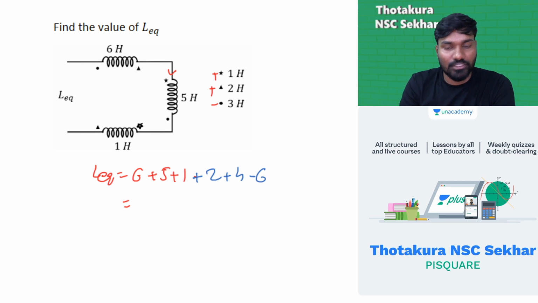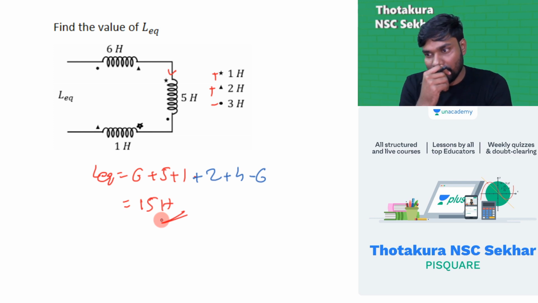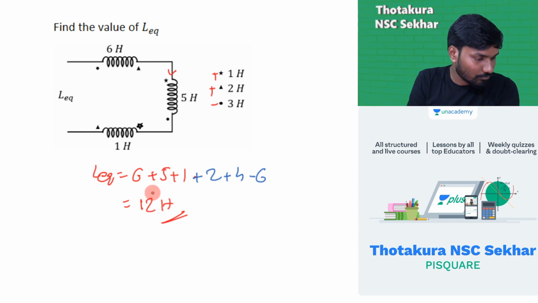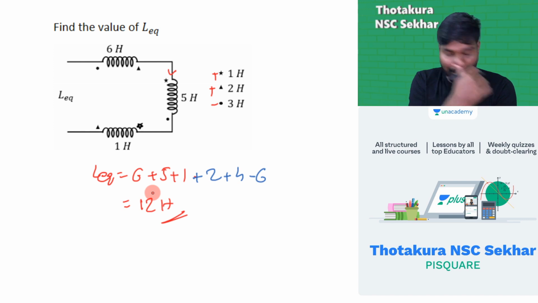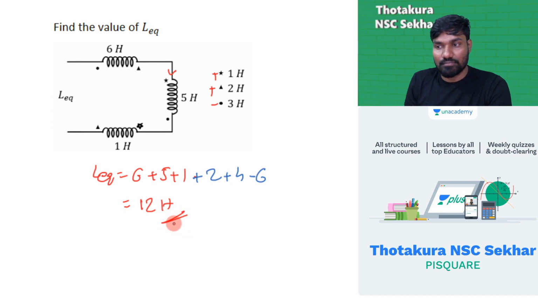I think you can do that simplification at least. Answer is 15 Henry. 6, 5, 1, 2, 4. 6 is cancelled. Oh, it's not 15, it's 12, I think, right? 6, 5, 1, and 6 is gone, so it's 12 Henry. Have we made some mistake? 6, 5, yeah, fine, good. The answer is 12 Henry.